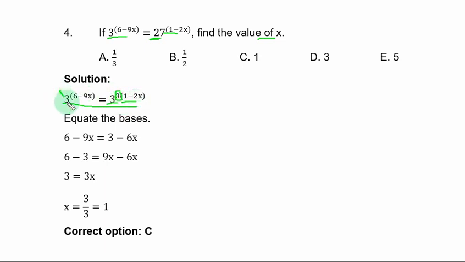The bases are the same. You equate them and the powers are left. You open this bracket, you have these results. Next thing is to collect like terms. If you do that, you have these results. After subtraction, 3 is equal to 3s. To get s, divide both sides by 3 and s is equal to 1. The correct option is C.